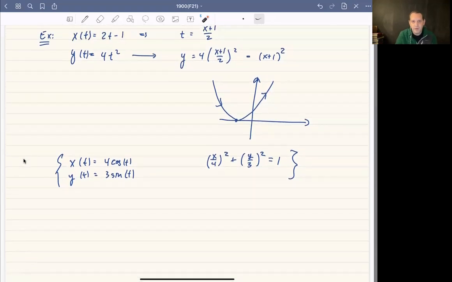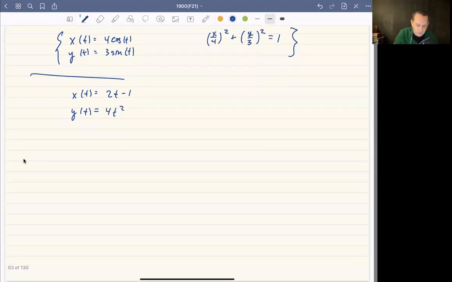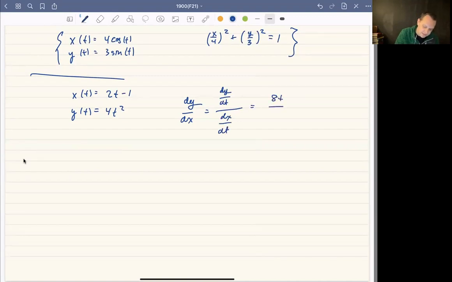So we know it's a parabola, and we know everything's going to work out more or less pretty nicely. But let's again look at x is 2t minus 1, y is 4t squared. The first thing we should talk about is, how do we find the derivative? How do we talk about the rate of change of y with respect to x? It turns out the way we do this is with the chain rule. So we get dy/dt divided by dx/dt. dy/dt is just 8t, dx/dt is 2. And so dy/dx as a function of t is going to be 4t.